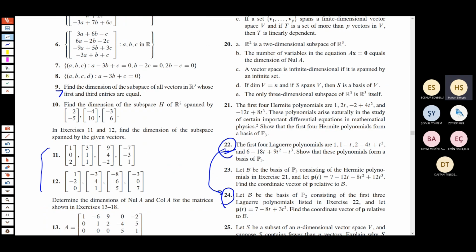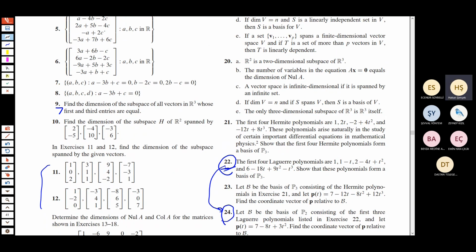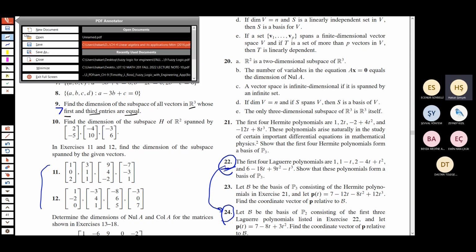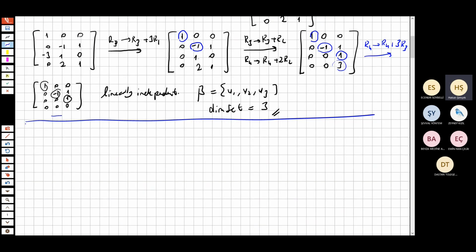So when we look at the next one, for example, find the dimension of the subspace of all vectors in R³ whose first and third entries are equal. So we have a subspace, question 9.